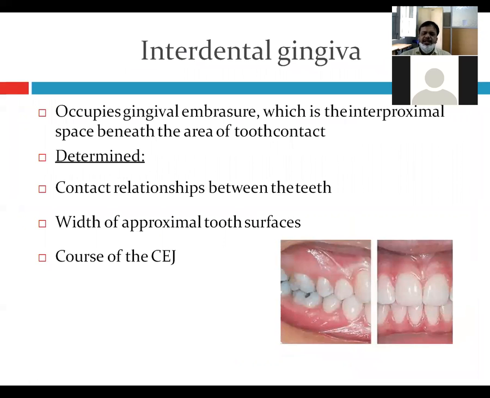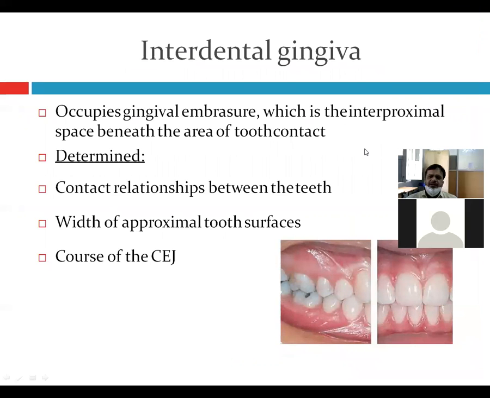Now coming to the second, the interdental gingiva. The interdental gingiva occupies the gingival embrasure, which is the space present between the areas of tooth contact. Here, this is called the gingival embrasure. The interdental gingiva usually occupies this gingival embrasure space. It is present beneath the contact point.